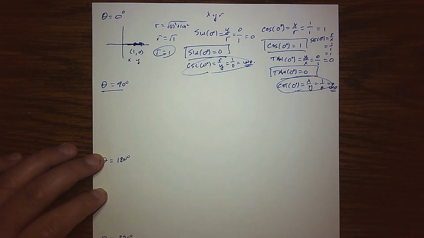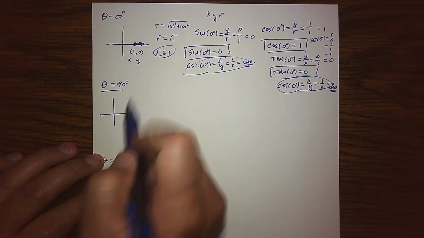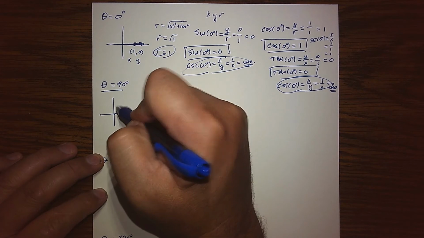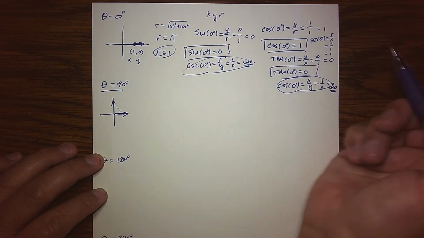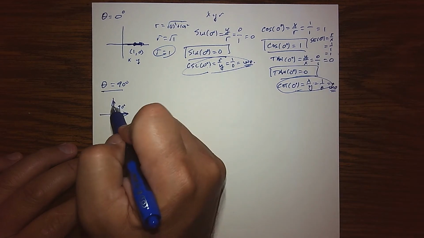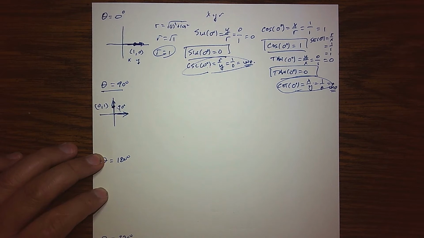Next quadrantal angle is 90 degrees. Again, let's draw a picture and get an ordered pair on the terminal side. So for 90 degrees, there's our initial side. We're going to rotate, and there's our terminal side. So there's our 90-degree angle. Of course, what we need is a point on that terminal side. Probably the easiest available is (0, 1).